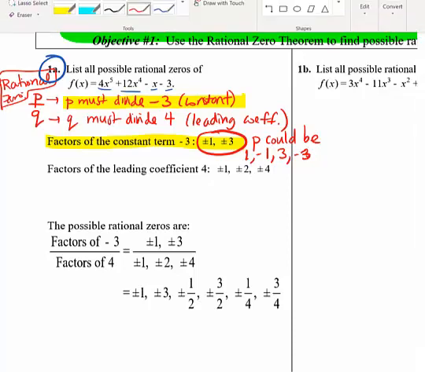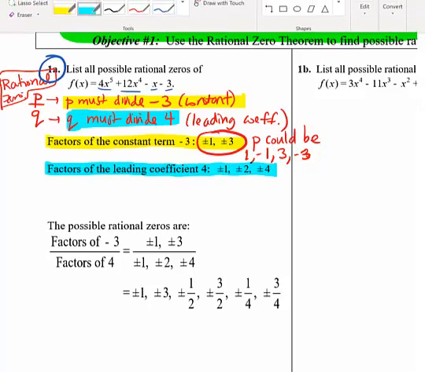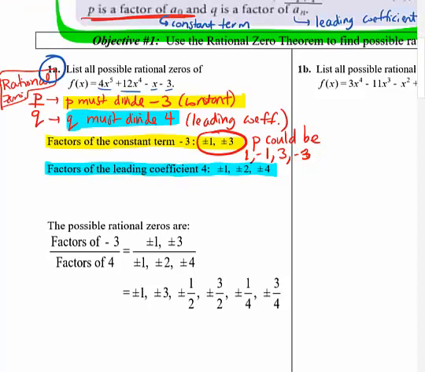And then similarly, we can do something for q. Here we said q must divide into the leading coefficient, which is 4. So we think about what are all the factors of 4, or all the things that divide into 4. Well, 1 and -1 divide into 4. So do 2 and -2, and 4 and -4 also. So pretty much what we're saying there is q could be any of those. It could be 1, -1, 2, -2, 4, and -4.